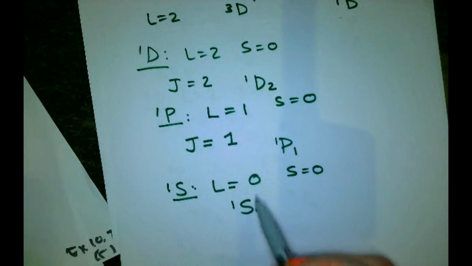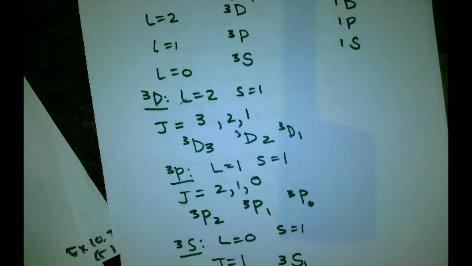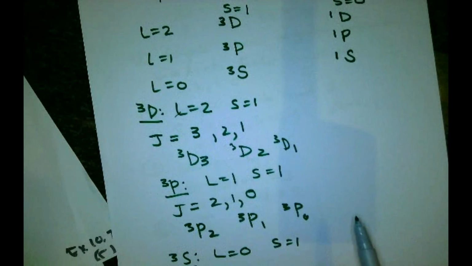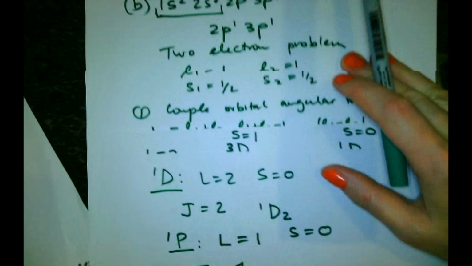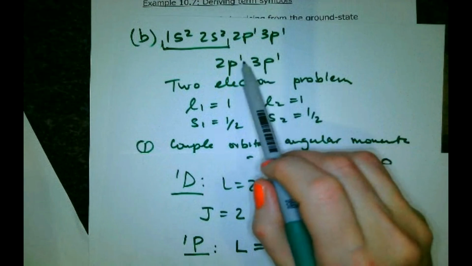So in this case we don't get splitting for any of these. However, we do get splitting for these ones. And let's just check. Remember we said when L is larger than S, the multiplicity equals the number of terms. That is true in this case. So there we have the term symbols for this excited state of carbon given by that configuration.